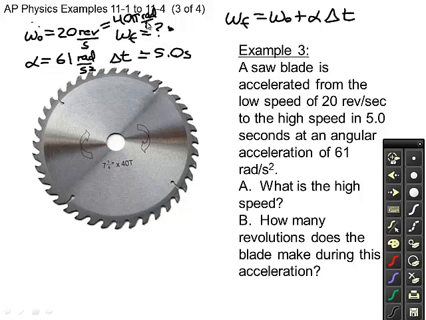Punch it out. There might be some times in multiple choice questions where they give you answers as multiples of pi. That's fine. But when you're doing a formal problem like this, please punch out when you get to the final answer. So I'm going to go ahead and put it in here and say, okay, this is going to be 40 pi radians plus an alpha of 61 radians per second squared times 5 seconds. Isn't it 40 pi radians per second?